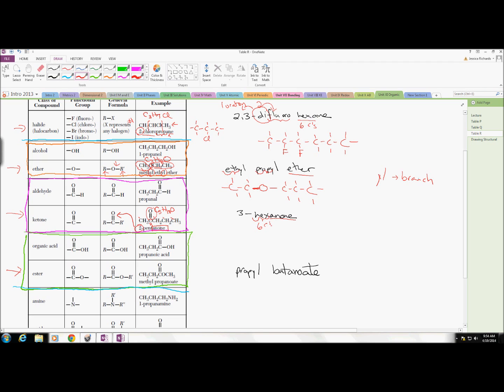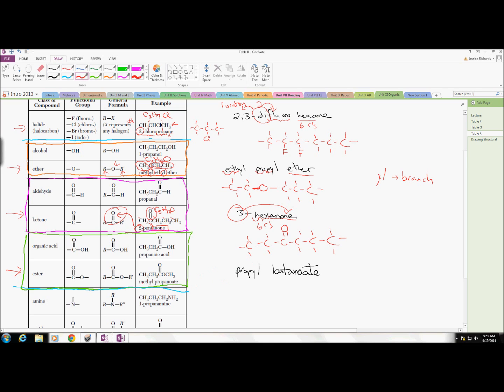Hex means 6 carbons. 1, 2, 3, 4, 5, 6. The 3 is the location of my functional group, which happens to be a double bonded oxygen. So carbon 1, 2, 3 gets my double bonded oxygen. And then I just put hydrogens around so that each carbon gets 4 bonds. Be careful, the carbon that has the oxygen already has 4 bonds, so he doesn't get any hydrogens. So I can use their pattern to figure out my structural formula.